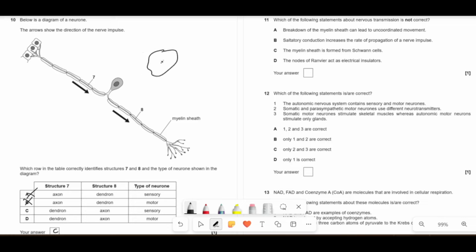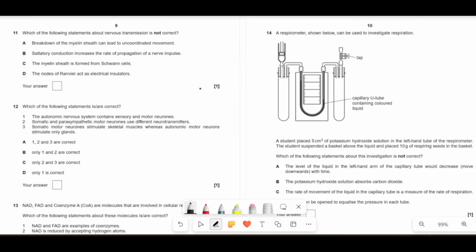So you've got your cell body here with lots and lots of dendrites coming off of it. You've got just one singular axon, and it goes to wherever it needs to be. This one here has a dendron and an axon, so it's sensory. So then it says, which of these following statements about nervous transmission is not correct?